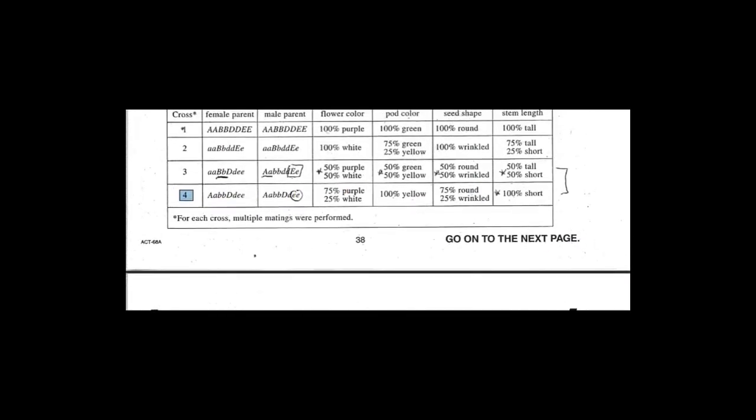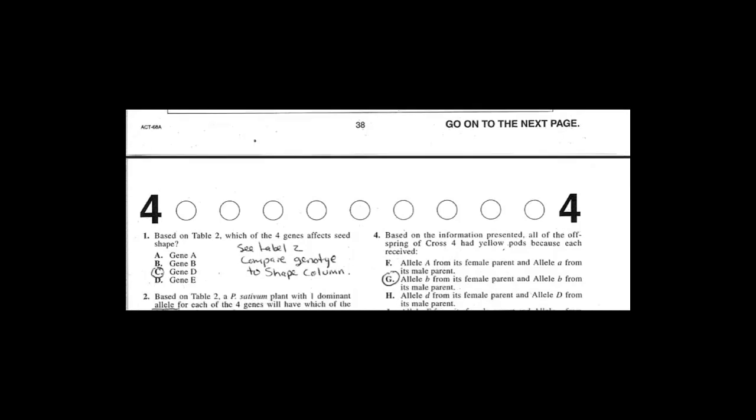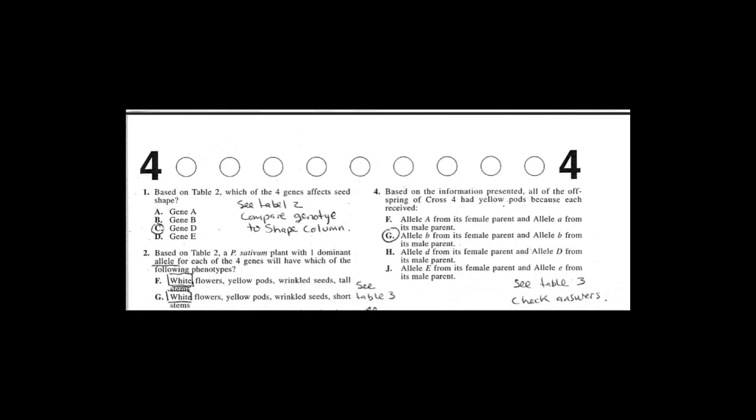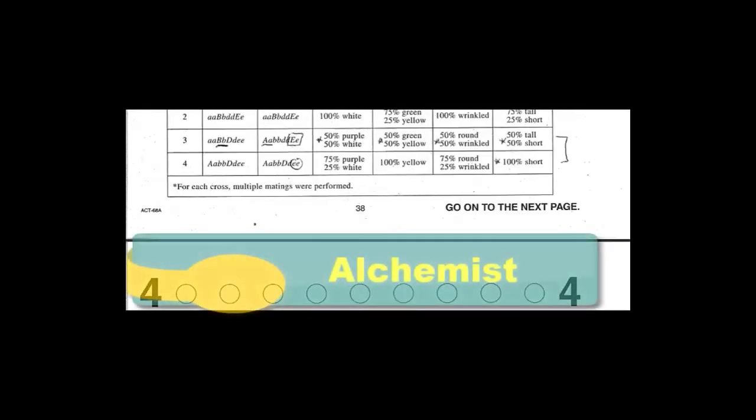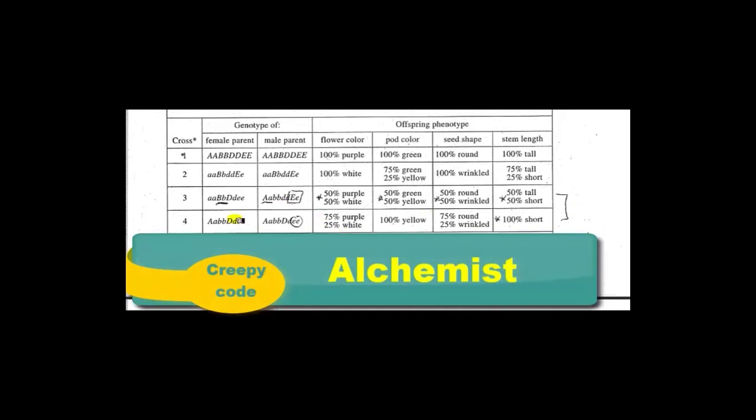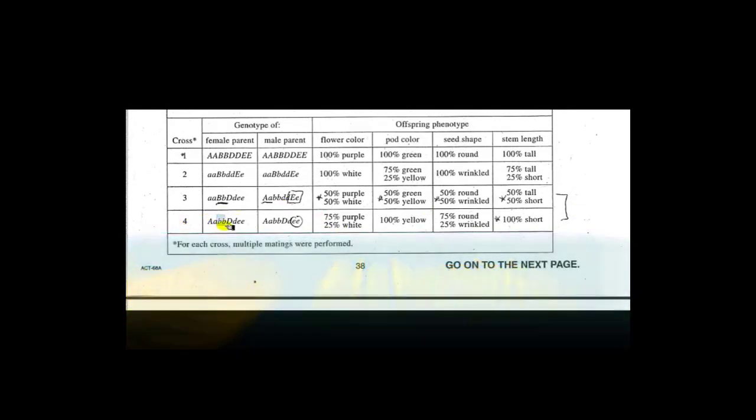Basically what you want to do is just go in and find cross 4 and then just start crossing answer choices out. The only one that's going to work is answer choice G, because it says allele small b for the female and allele small b for the male. And that's what you see in 4, because both of them have the small alleles.